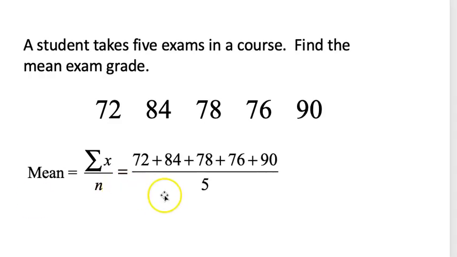So adding those up, 72 plus 84 plus 78 plus 76 plus 90 divided by 5. 400 divided by 5, or 80. So the average, the mean exam grade, is 80. But the mean isn't our only measure of central tendency. That's why we're going to look at some others in this lesson.